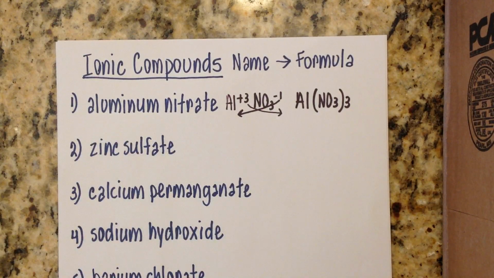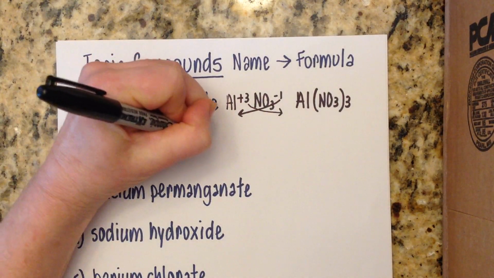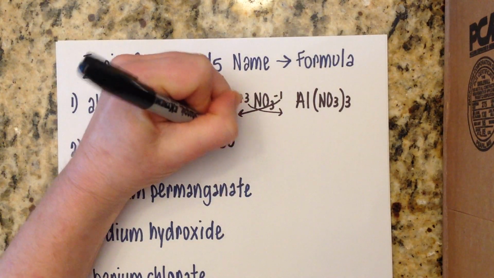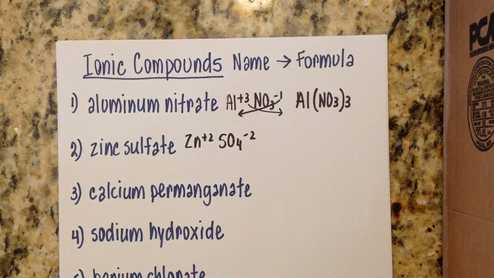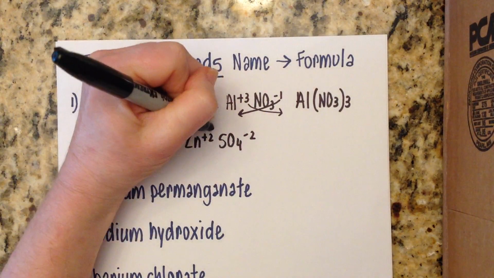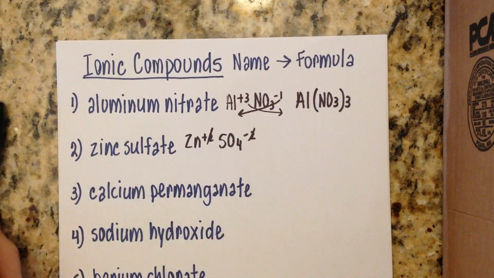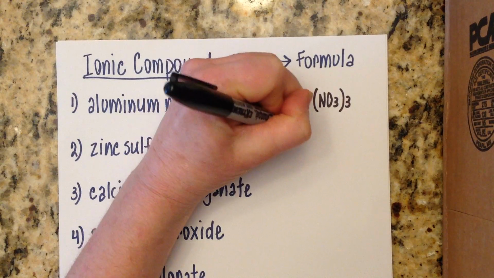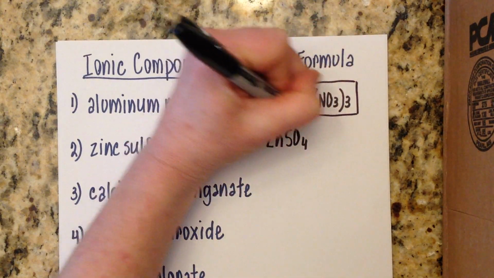So let's look at the next one, zinc sulfate. So zinc is Zn +2. Sulfate is SO4 -2. Just like we did on the binaries, if the charges are the same, cancel them out and literally just smack them together. So you have ZnSO4. Let's put little boxes around these two.